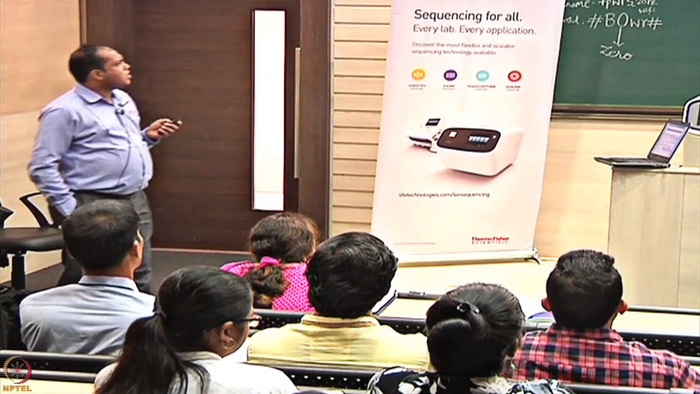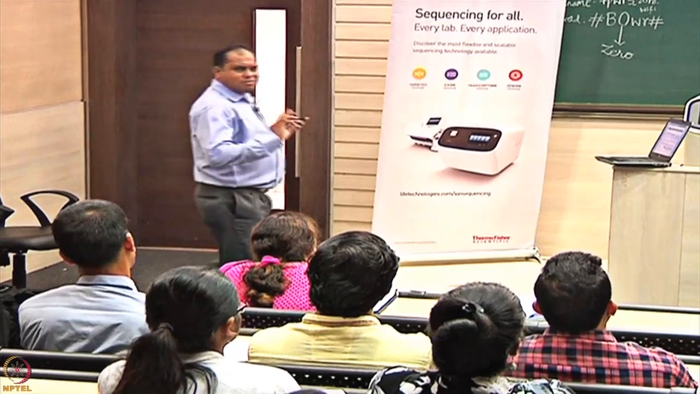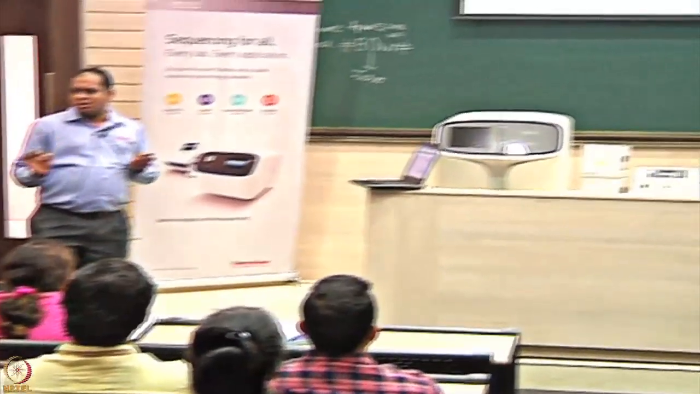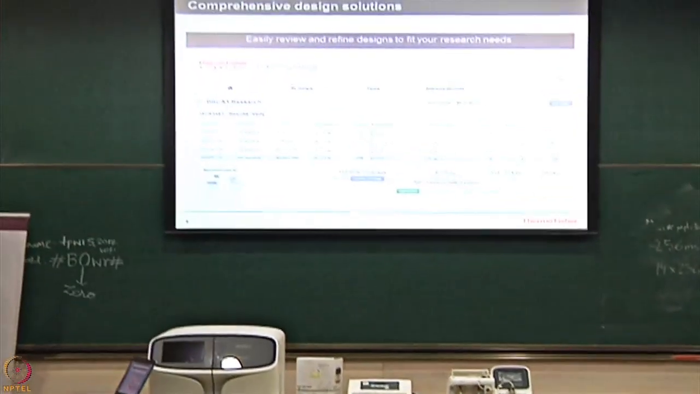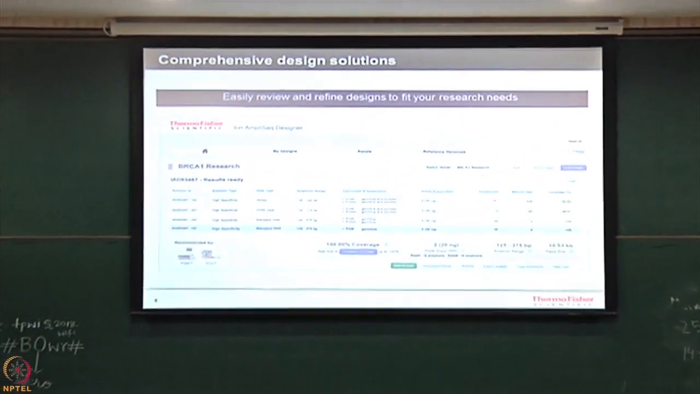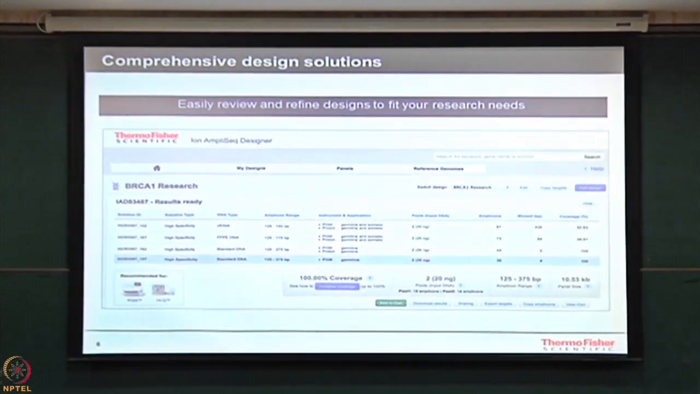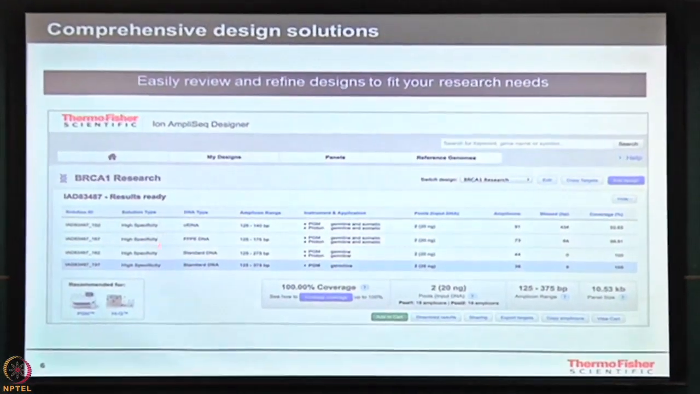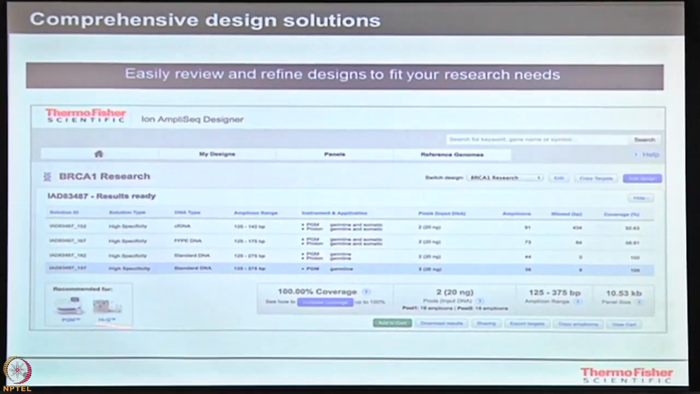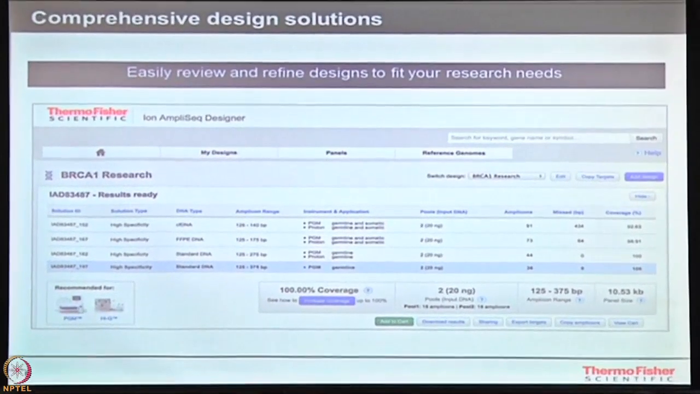So what happens with the design? I'll just give you a small example of a BRCA gene. The BRCA1 gene has been designed over here. So you can see the BRCA1 gene, and then it says what DNA types you want to go for. Now what happens to your data?